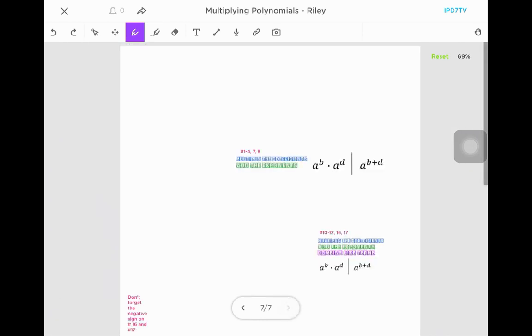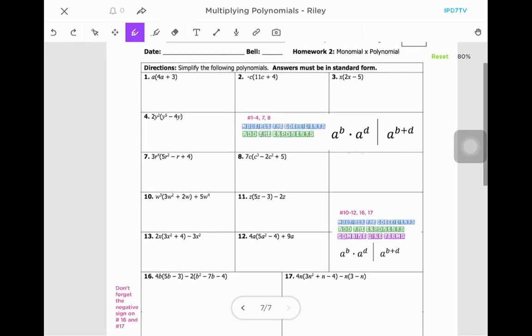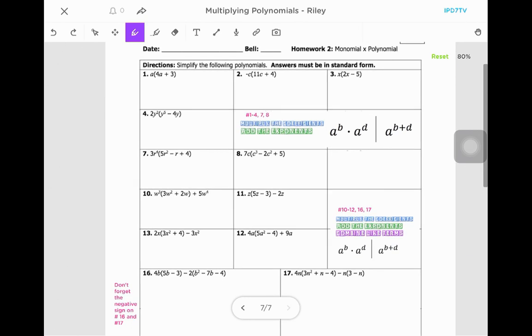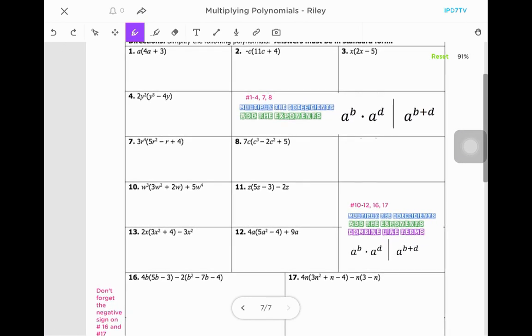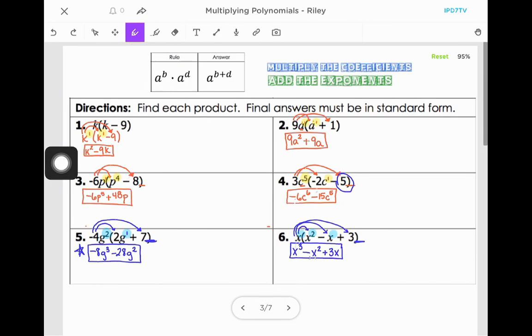So here's your homework. I greatly simplified what your homework was. Yes, there's an Ed Puzzle. Yes, you have a few Khan Academies you need to look at. But I simplified your homework a lot. So you have 1 through 4 and 7 and 8. As you can see on here, there is just multiplying your coefficients and adding your exponents. These are very similar to the first couple that we did. So think like slide 3. 1 through 4, 7, and 8 are very similar to slide 3.